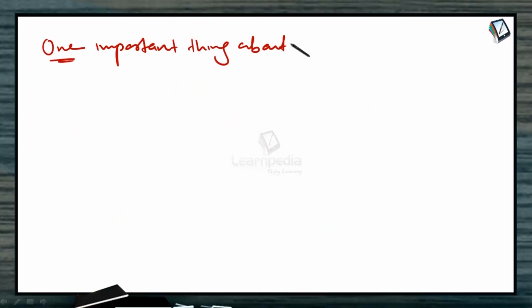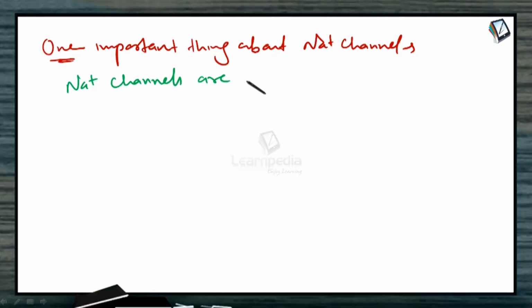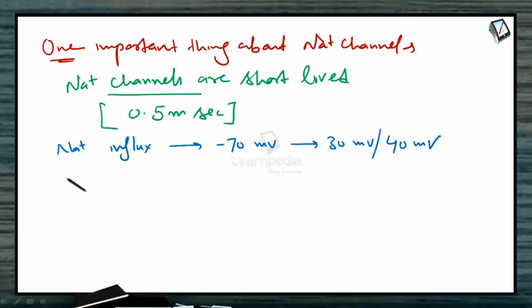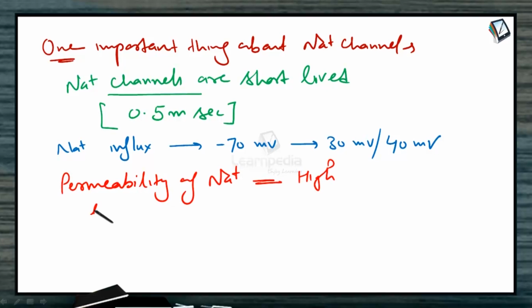One important thing about the sodium channel is that sodium channels are short-lived. Short-lived means they open for less time. It's approximately 0.5 millisecond. So in this 0.5 millisecond, enough sodium shows influx that it is capable of raising potential from minus 70 millivolt to 30 or 40 millivolt. So here we observed that permeability for sodium is very high, and for potassium it's almost nil.